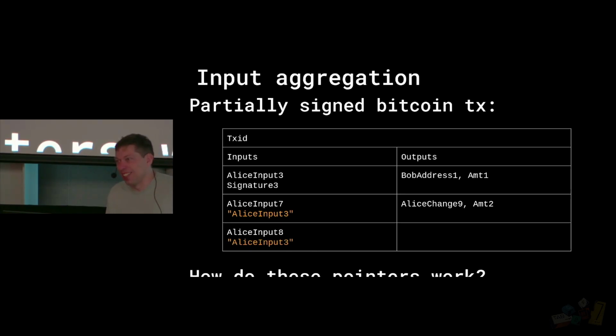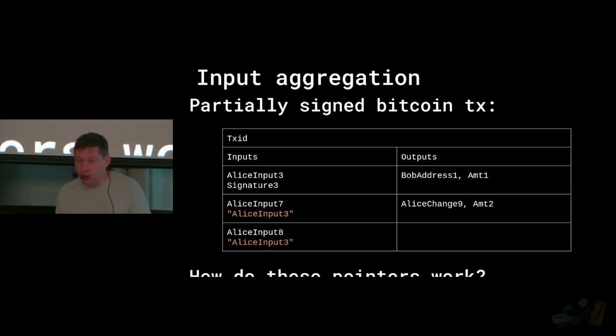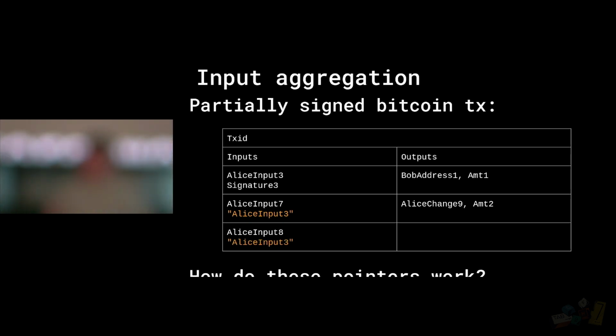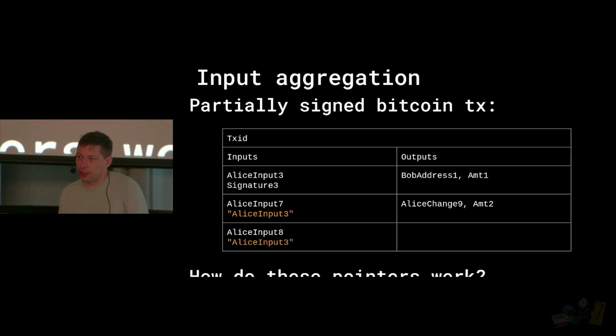But this could maybe be good for exchanges. Yeah, they could save a lot of space, because presumably they have a lot of UTXOs and they're doing a lot of consolidation transactions. So they would be the primary ones who would save a lot. Okay.